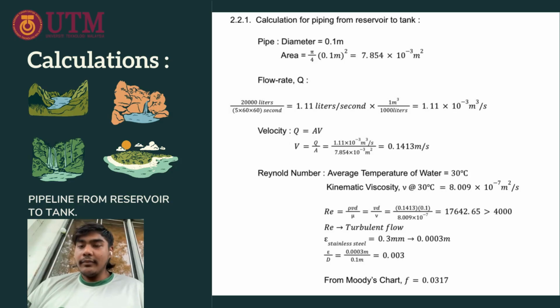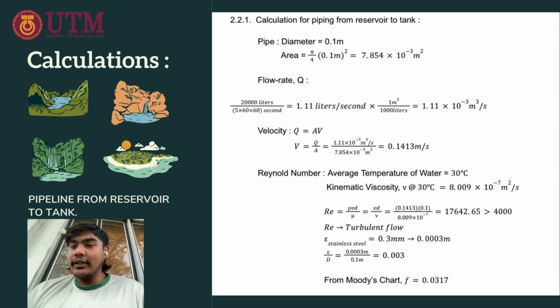Now we move on into the calculation part. This is the calculation for the pipeline from the reservoir to the tank. We set the pipe diameter is 0.1 meter, and we use the area formula, and after we calculate we got the area of the pipe is 7.854 times 10 to the power of -3 m squared.